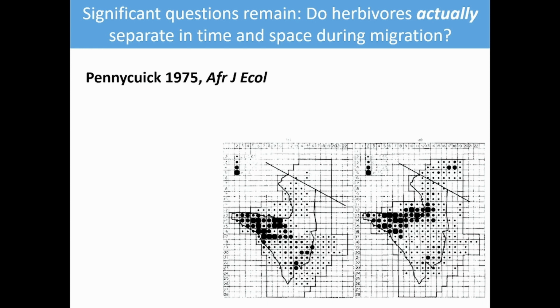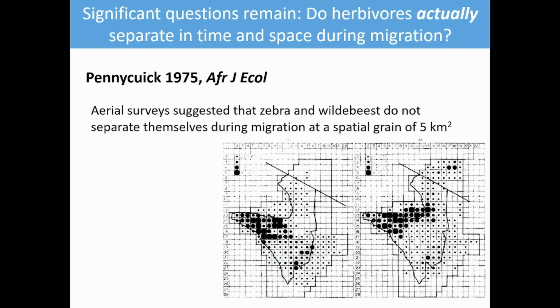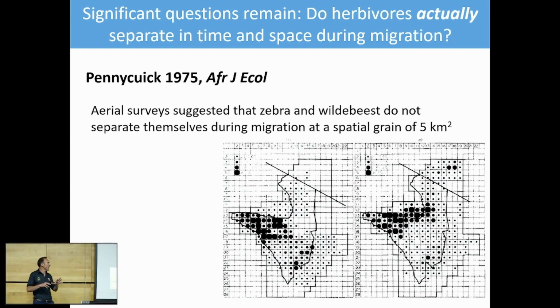But we argue that significant questions remain. Pennycuick in 1975 did some analyses of aerial census data suggesting that wildebeest and zebra may not actually separate themselves in space and time. This was conducted at the grain of 5 kilometers squared.